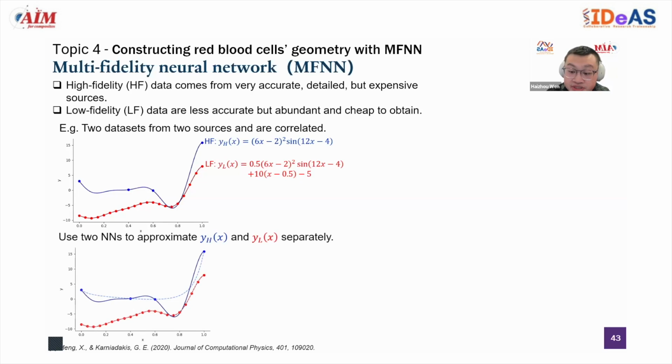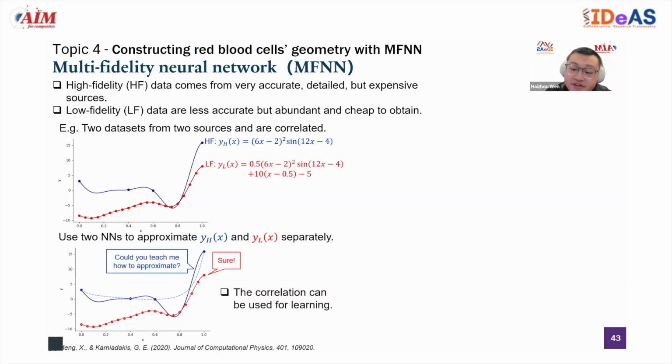If we use two separate NNs to approximate the two functions separately, the blue high fidelity one will naturally fail because we don't have many data points over here. So the idea of MFNN is that we can use the correlation between the two data sets, or to say, we can use the experience of how the low fidelity data is approximated to provide help for the approximation of the high fidelity data.